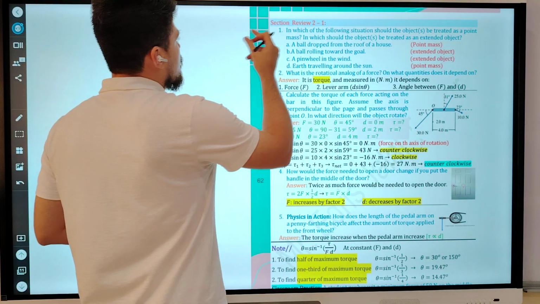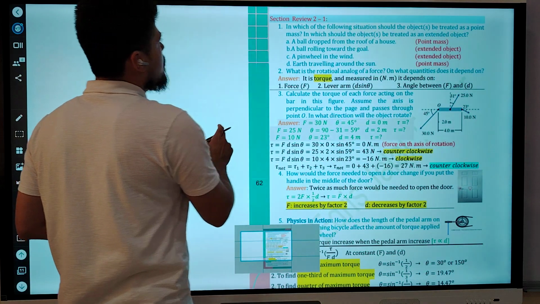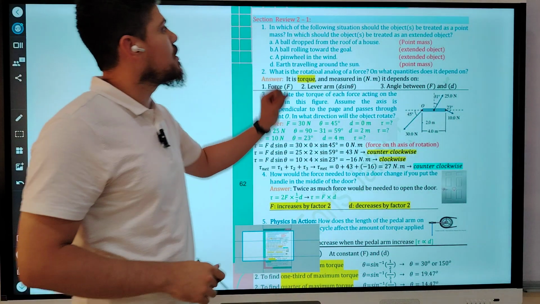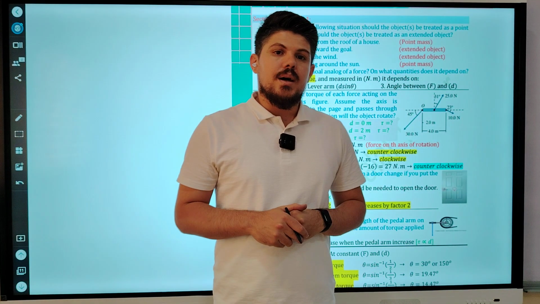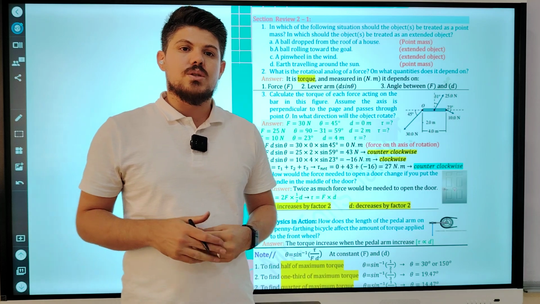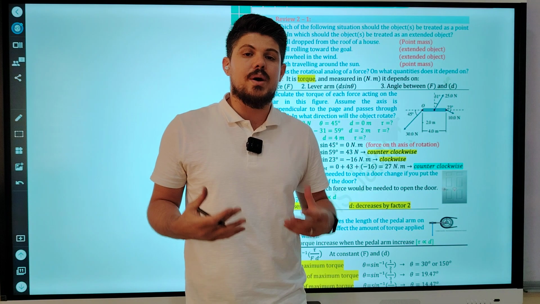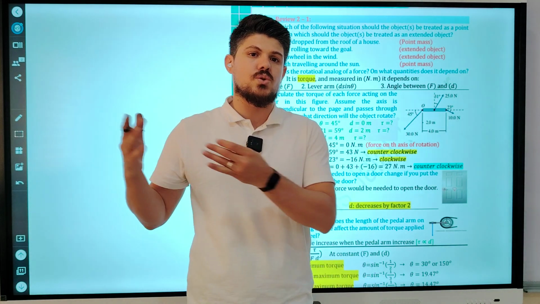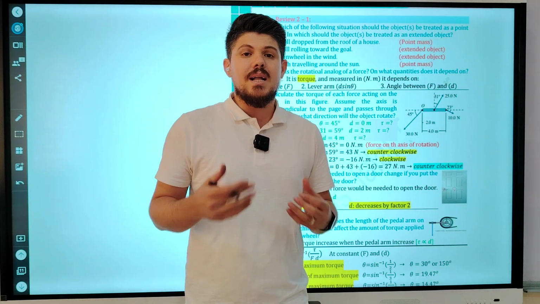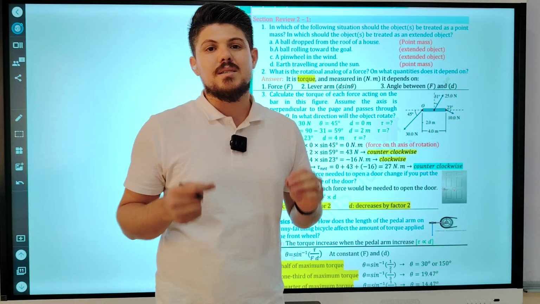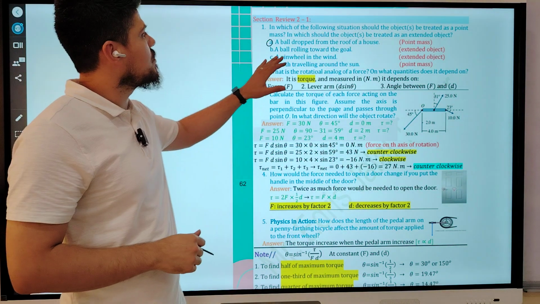Question 1 in section review, section 1, chapter 2. In which of the following situations should the object be treated as a point mass, and in which should the object be treated as an extended object? As you know, when the object has only translational motion, the object is considered a point mass. But when the object has rotational motion, or both rotation and translational motion, such as a rolling object on a flat surface or an incline, the object is an extended object. A very good question, and it has been in the Wizari exam many times.